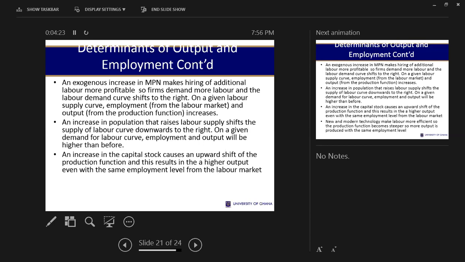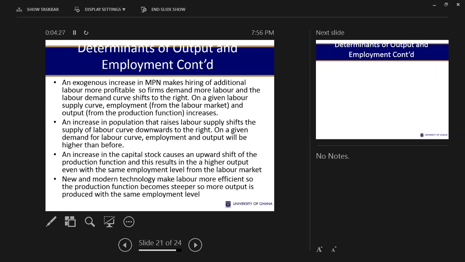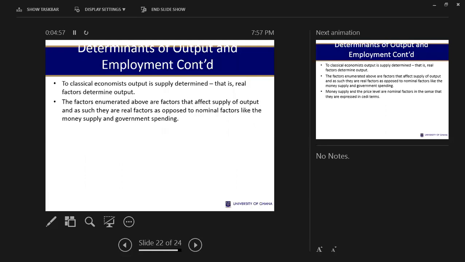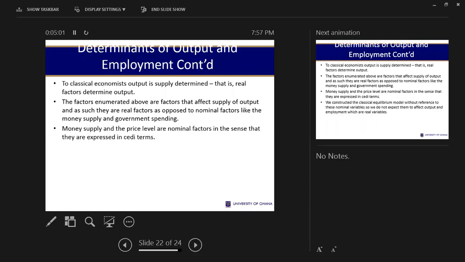And then if there's an increase in technology, that will cause the production function to be steeper, and so it means that there's going to be an increase in output, even at the same level of N. I'm sure you know that whenever there's an increase in the technology of doing things, of creating things, then there's an increase in output. So all we've been talking about is for this group of economists, who believe in real factors as opposed to nominal factors. Something like money and government spending, they have no effect on output.